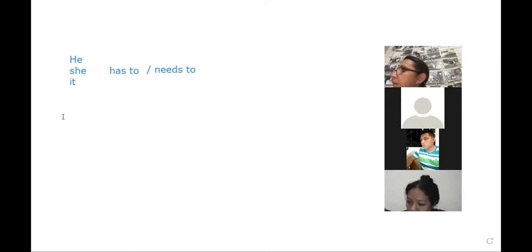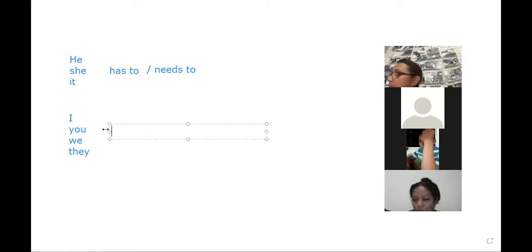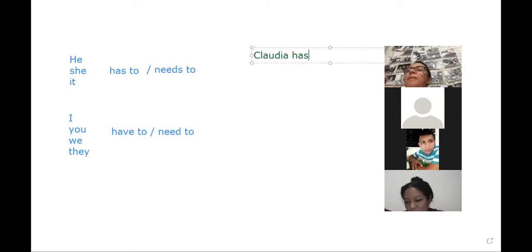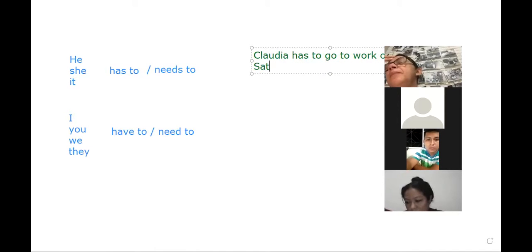Ok. Ahora bien, cuando hablo de I, you, we, they, as you see, voy a aplicar siempre lo que hemos visto anteriormente. Have to o need to. Ok. Let's see some examples. I can say, Claudia has to go to work on Saturday, for example.